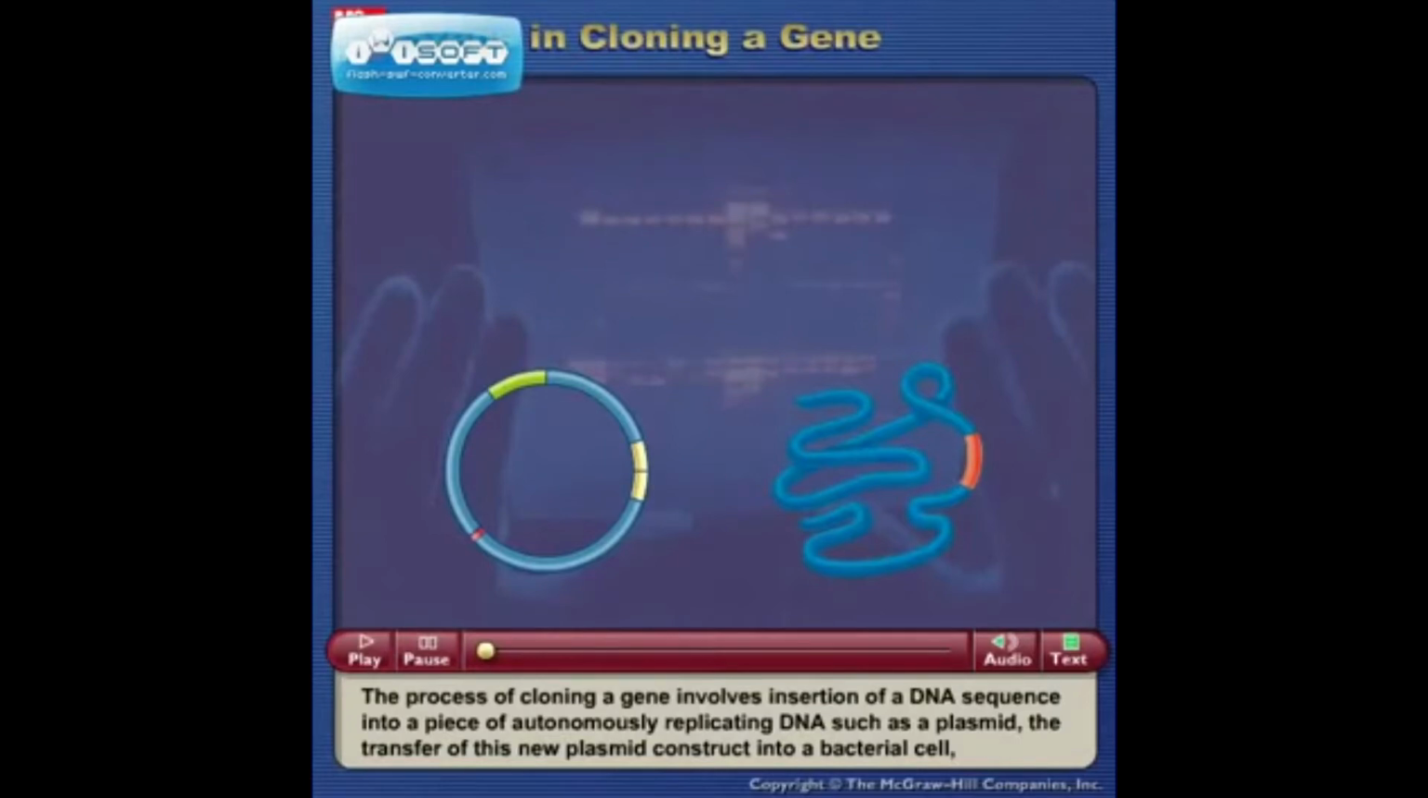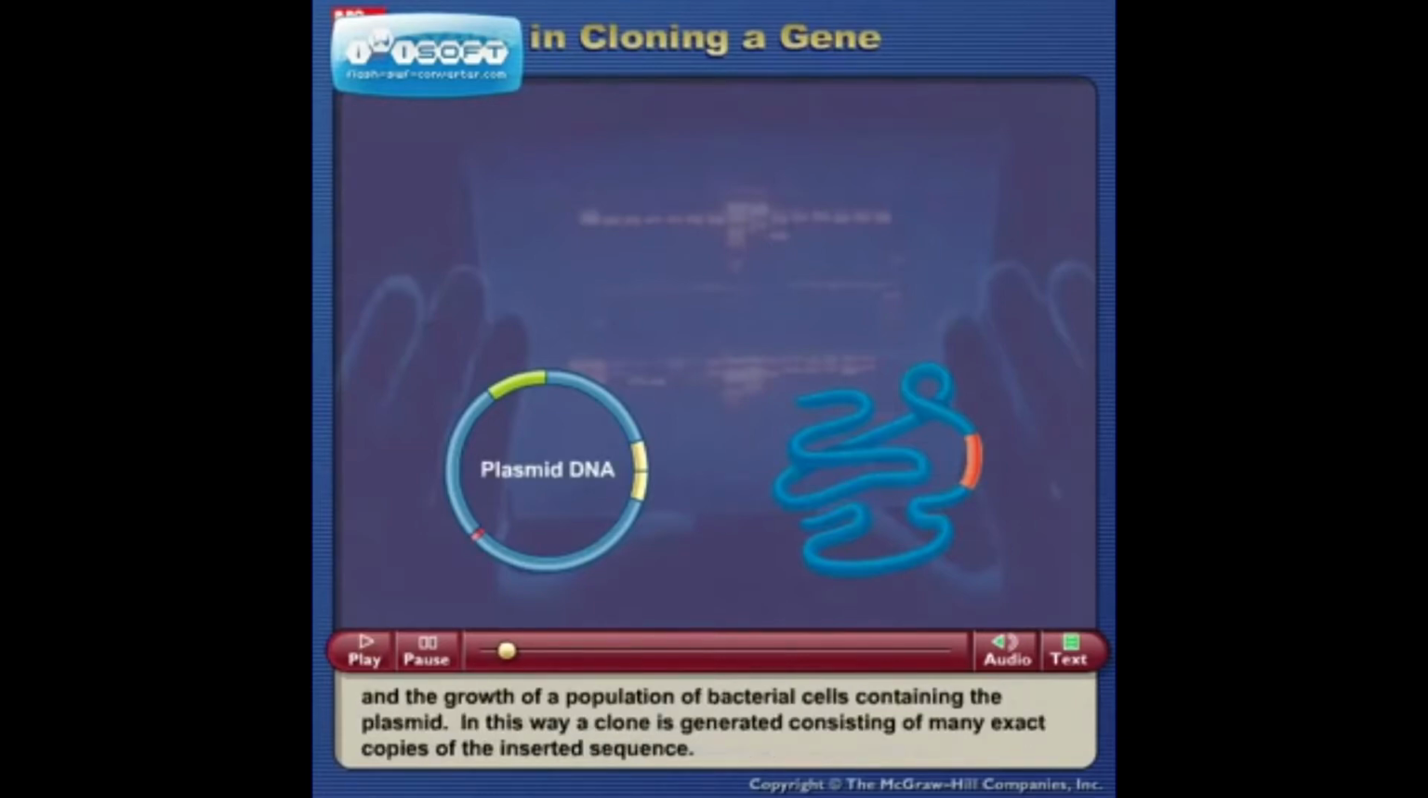The process of cloning a gene involves insertion of a DNA sequence into a piece of autonomously replicating DNA, such as a plasmid, the transfer of this new plasmid construct into a bacterial cell, and the growth of a population of bacterial cells containing the plasmid. In this way, a clone is generated consisting of many exact copies of the inserted sequence.